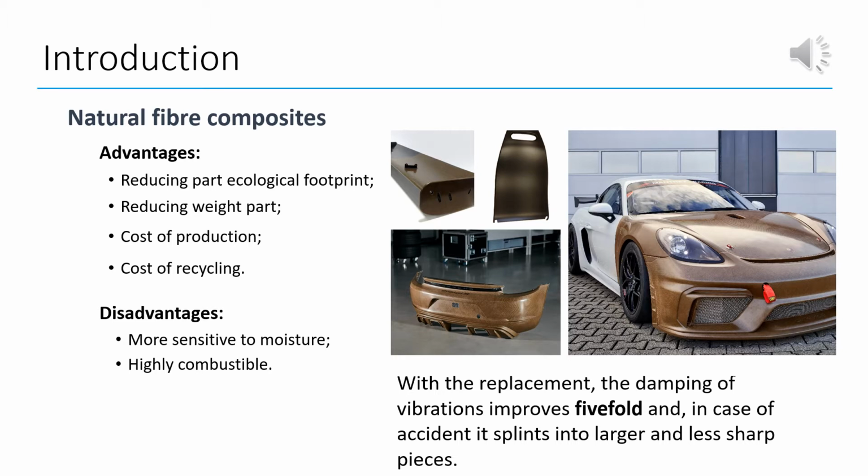Despite these disadvantages, in September 2020, Porsche presented the Porsche 718 Cayman GT4 with a fully flax fiber composite body. With this replacement, the vibration damping improves by 5 times, and in the event of an accident the bodywork would break down into larger, less sharp pieces.